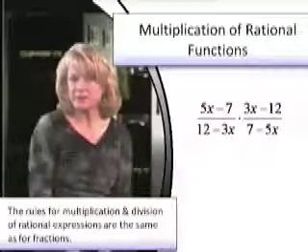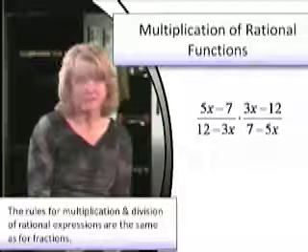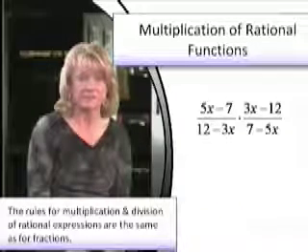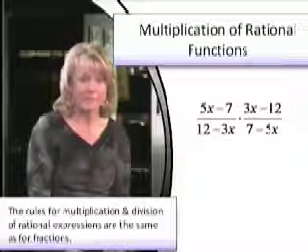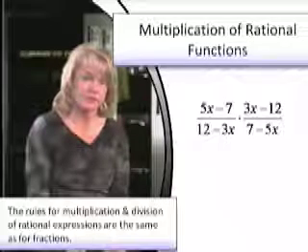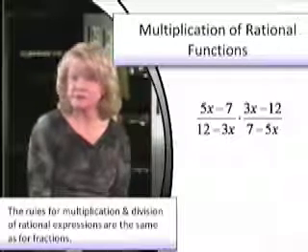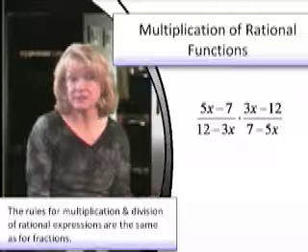Now on this one, look closely. Aren't 5x minus 7 and 7 minus 5x opposites? When you reduce these two factors, the result is -1. We discussed this in the last section.